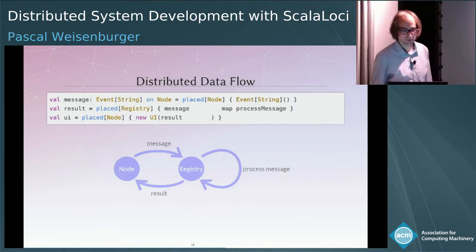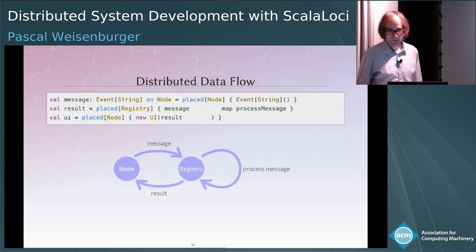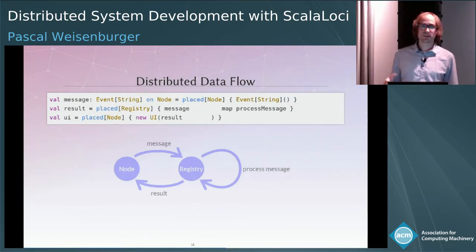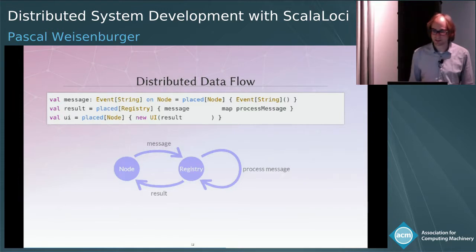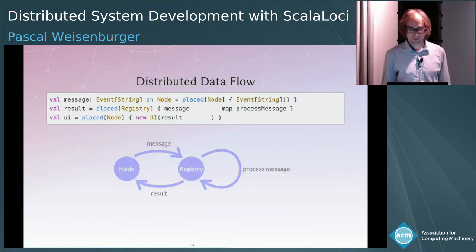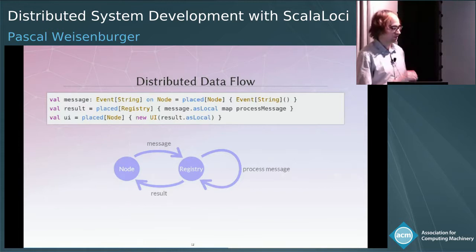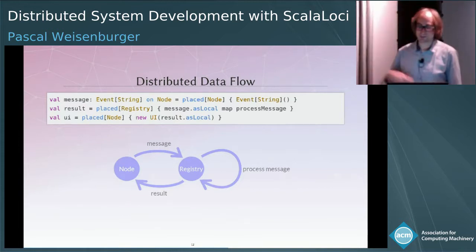Now, message, which we know from its type is placed on the node, is used in the second line in an expression that is placed on the registry, and similar for result in the third line. So by their types, we know those two are remote accesses. And remote accesses are explicit in ScalaLoci, so we use sLocal. So in this example, once the connection to the remote event streams is established, events are propagated across hosts.